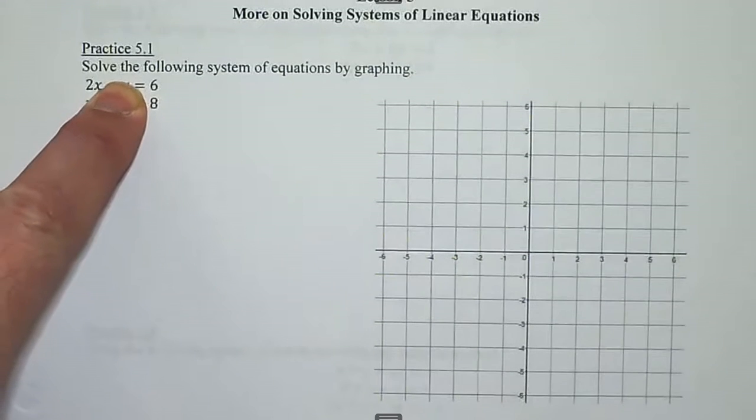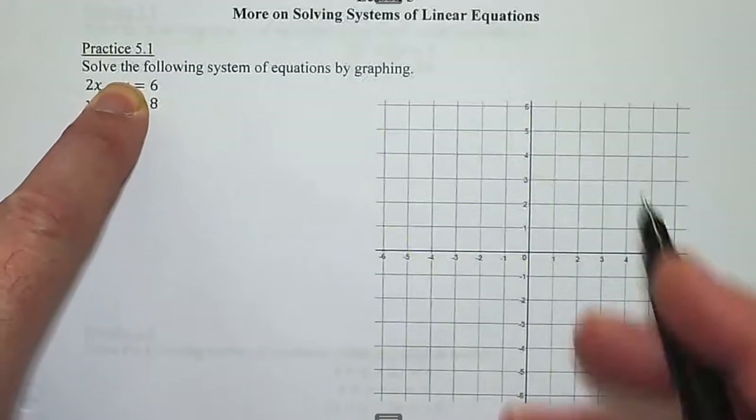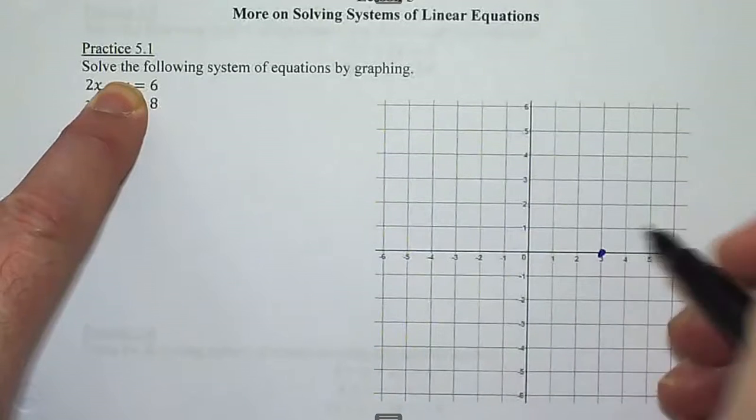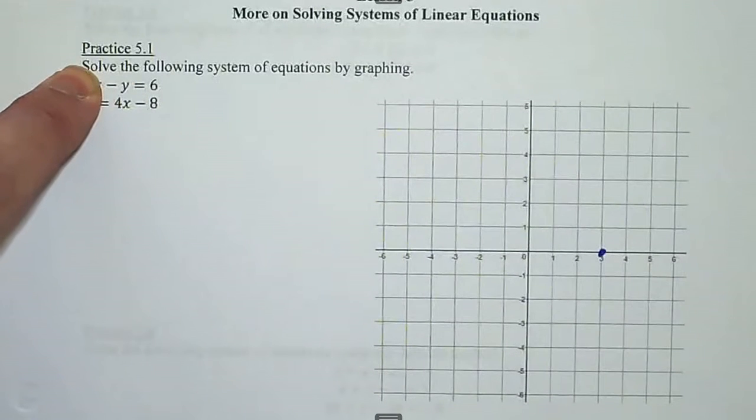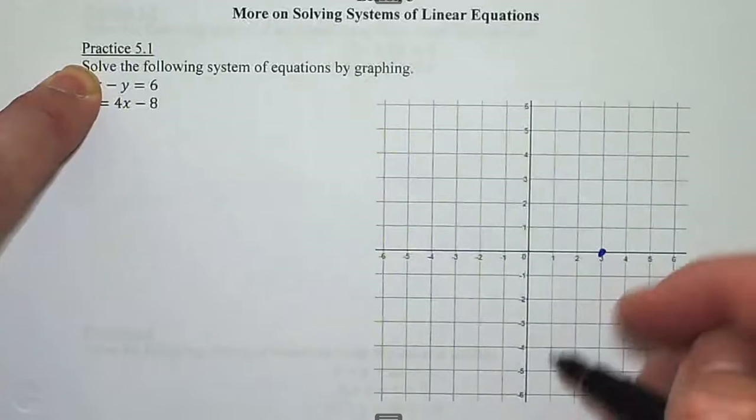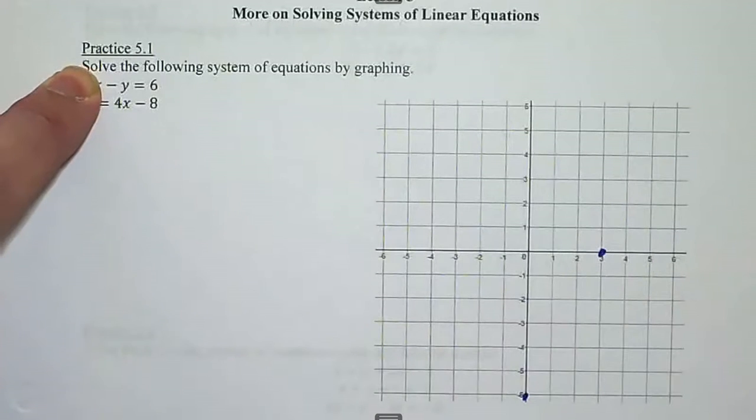Plug in a 0 for y, and you can get 2x equals 6, so x equals 3. Plug in a 0 for x and solve for y, and you get y equals negative 6. The slope appears to be up 6 over 3, which would be a slope of 2.